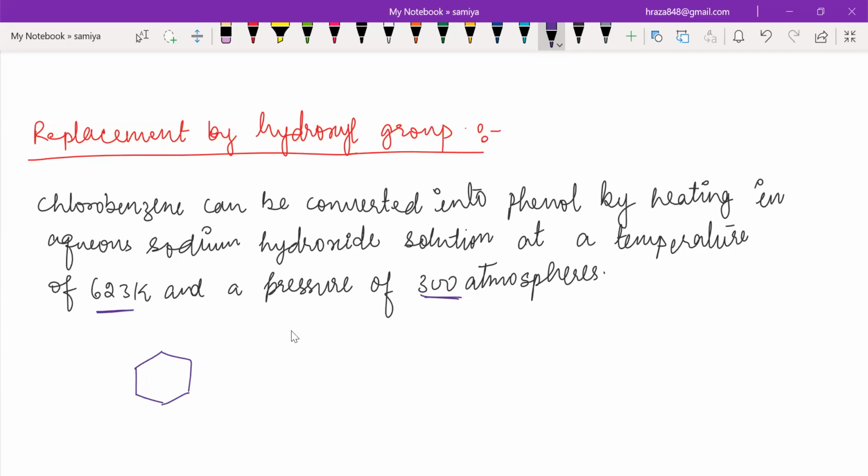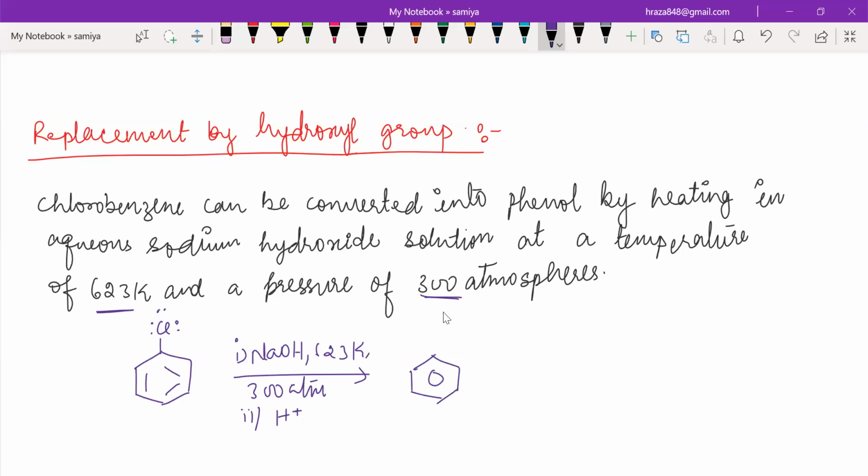Then the reaction will go forward. So this is our chlorobenzene, and if you react this in the presence of alkali NaOH at 623 Kelvin and 300 atm pressure, followed by acidification, that means H plus, then only you will be able to get phenol. Please write this. After this NaOH, you are going to do this H plus, then you will get it.